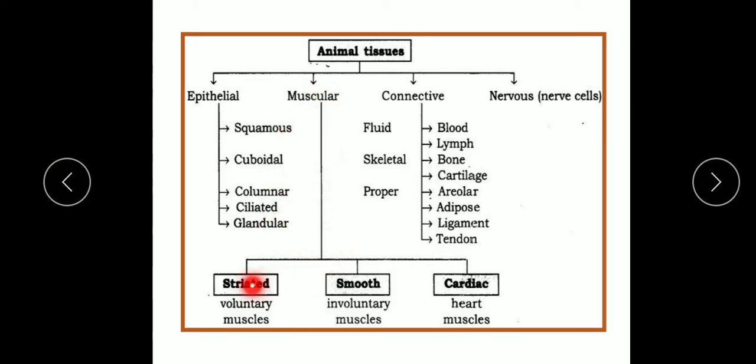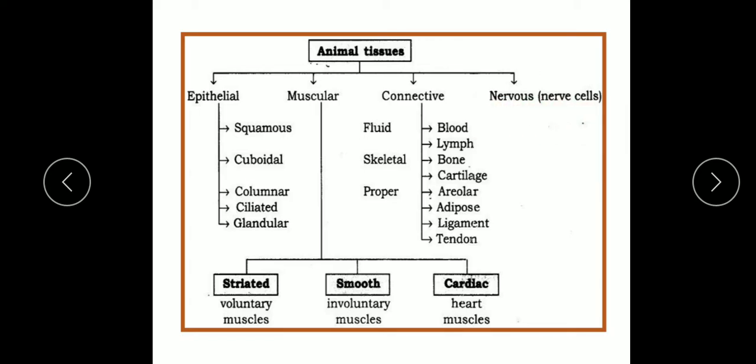Then muscular tissue is of three types: striated, unstriated or smooth, and cardiac. They are known as voluntary muscles, involuntary muscles and heart muscles. Then connective tissue is of three types: fluid connective tissue, skeletal connective tissue and connective tissue proper. Fluid connective tissue is of two types: blood and lymph. Skeletal tissue is of two types: bones and cartilage. And connective tissue proper is of four types: areolar, adipose, ligaments and tendons. And at last the nervous tissue, which is made up of nerve cells.